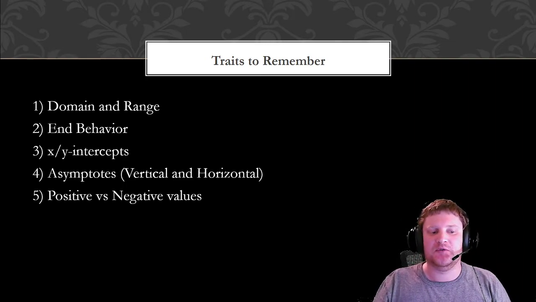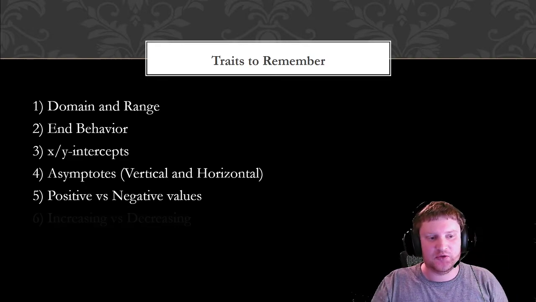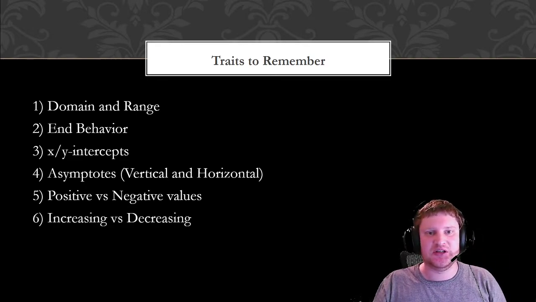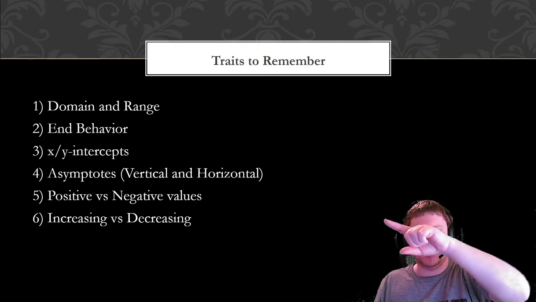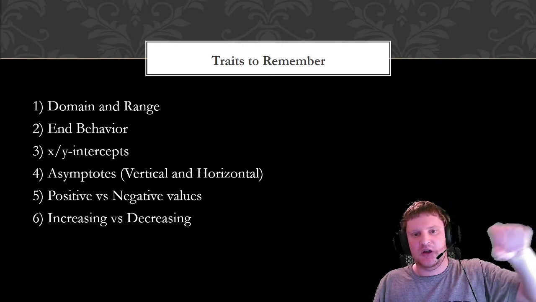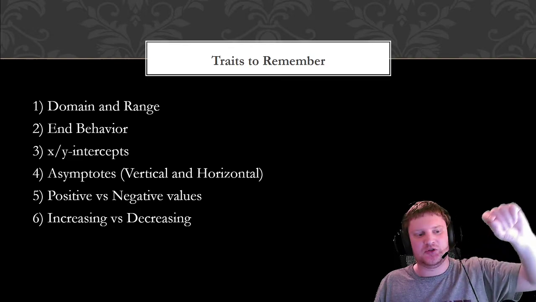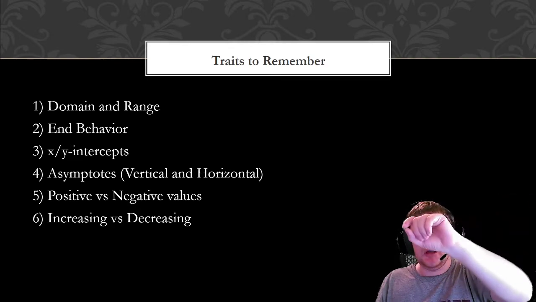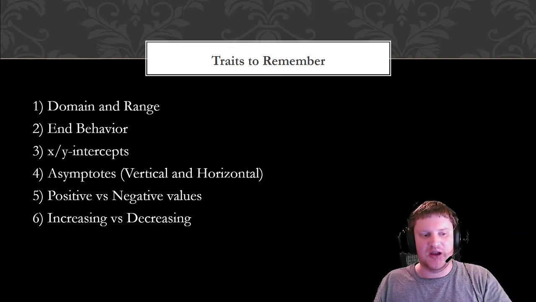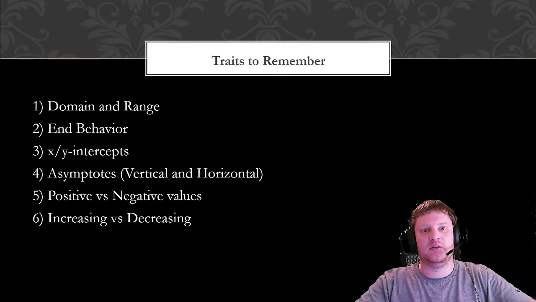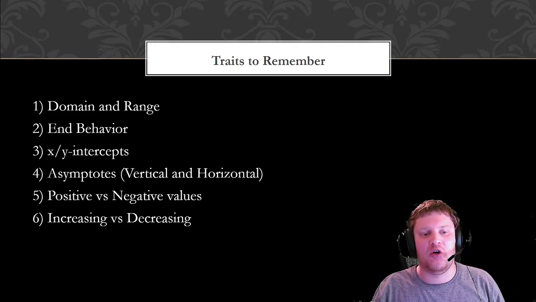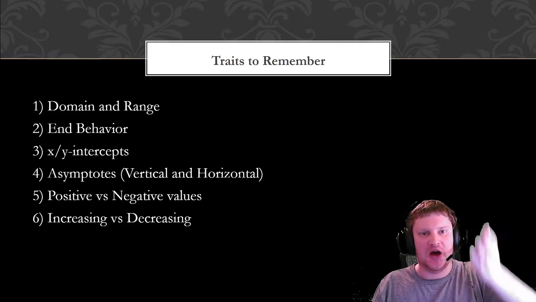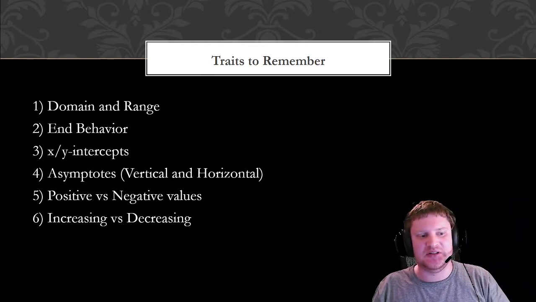A lot of people confuse positive and negative values with increasing or decreasing. If the graph is going up as it moves to the right, that's increasing. If it's moving down as it goes to the right, that's decreasing. But it doesn't matter where on the y-axis that is. Doesn't matter at all. If it's going up, it's increasing. If it's going down, it's decreasing.